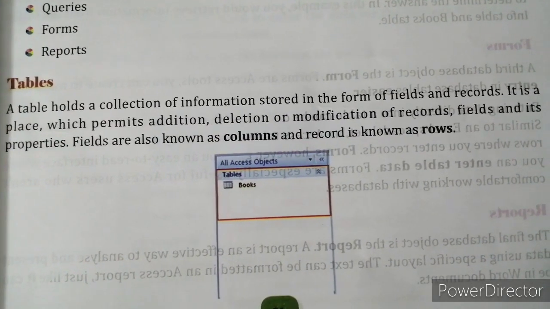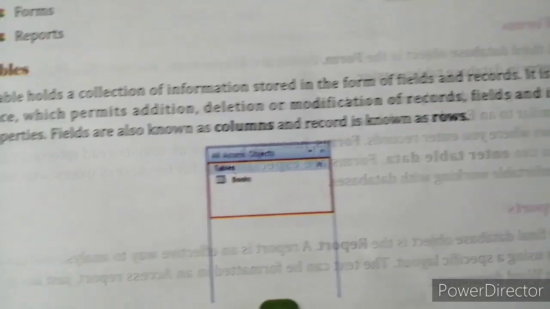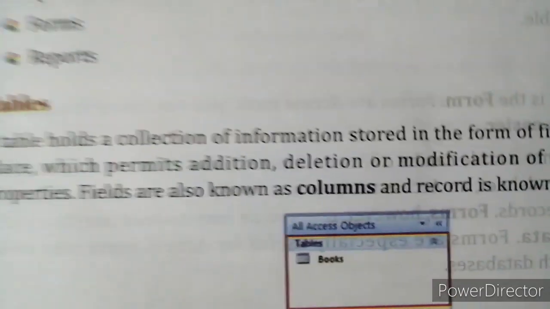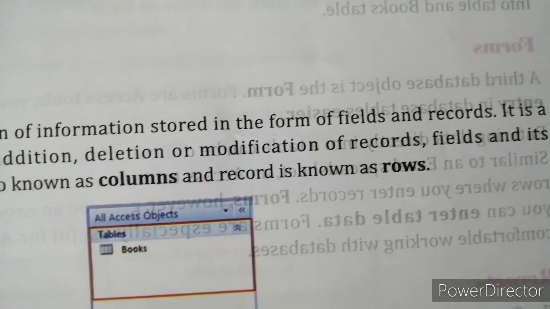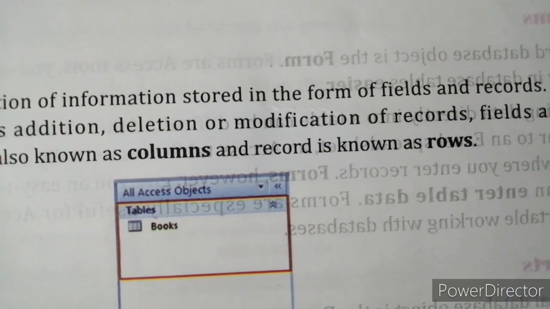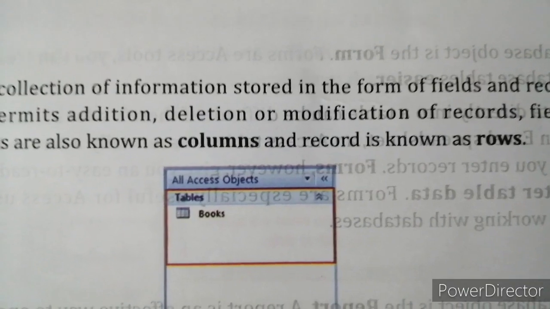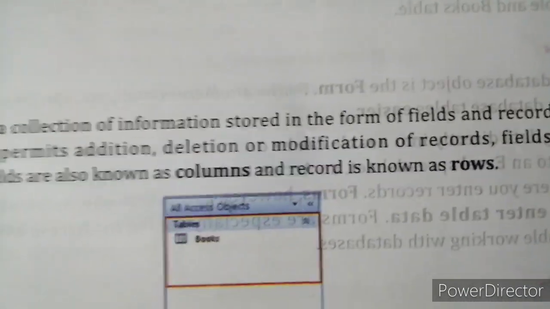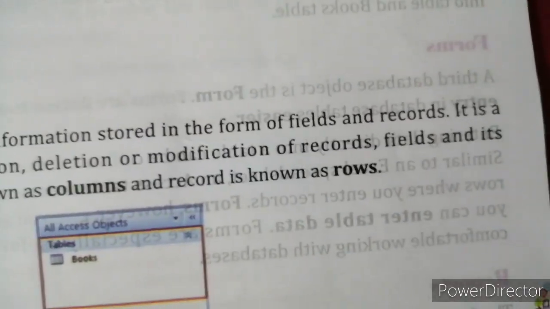A table holds a collection of information stored in the form of fields and records. So what is a table? A table is a collection of information stored in the form of fields and records. So what are fields? Fields are nothing but the columns of a table. Yes, we know that a table consists of columns and rows. The columns of a table are called fields and the rows of a table are called records.